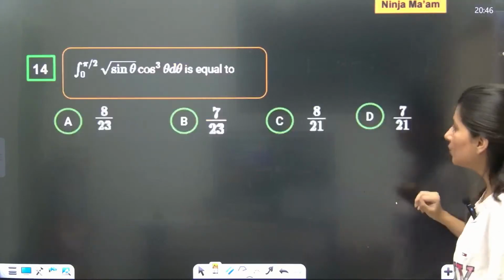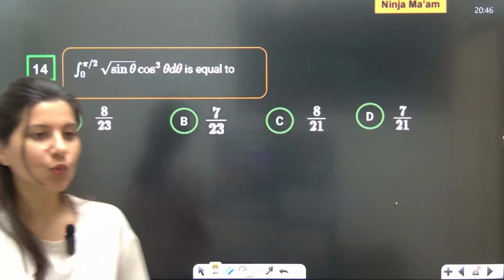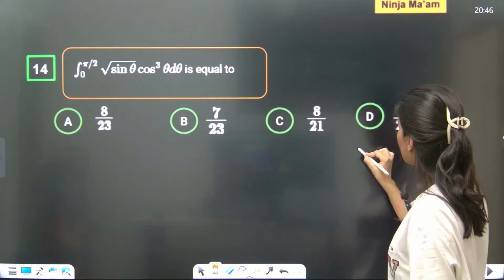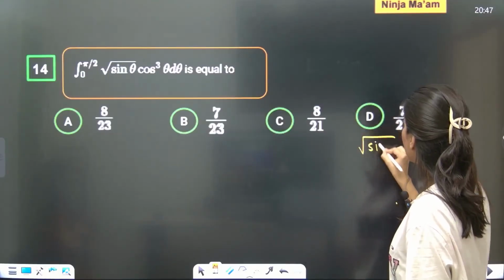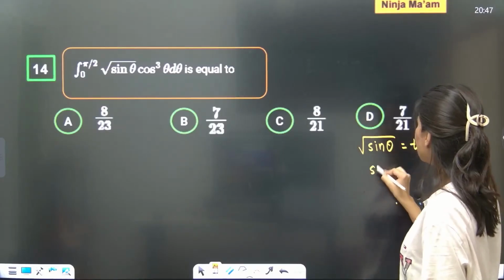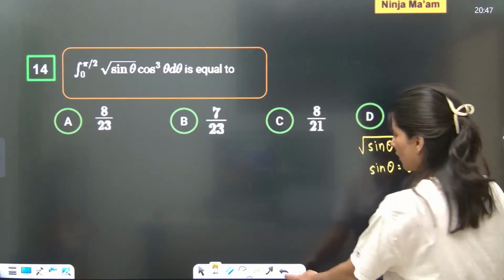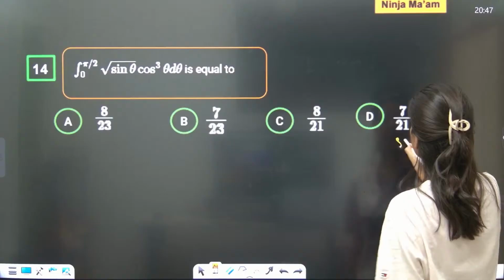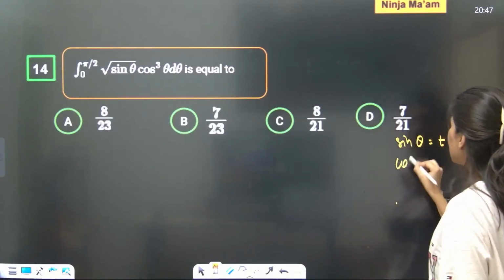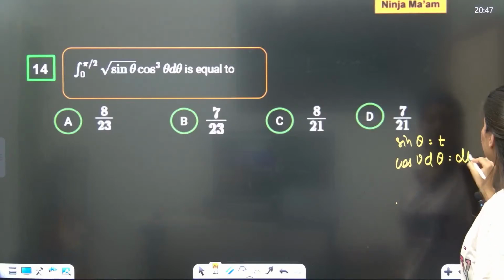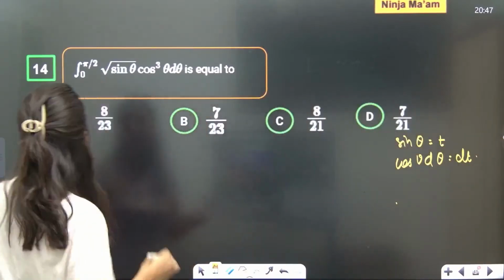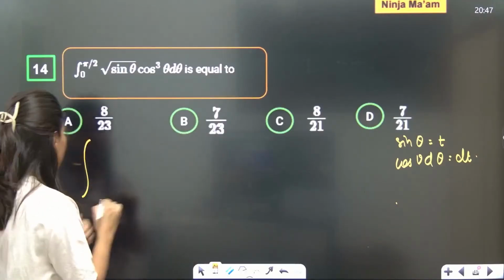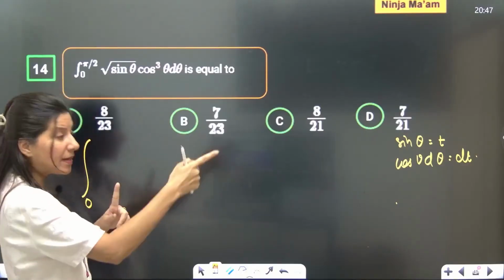Next question, shall we move on to the next problem? Integral 0 to pi by 2 root sin theta cos cube theta d theta. Whenever you see square root of sin theta, put sin theta is equal to t, so that cos theta d theta will be dt. Limits will also change. When theta is 0, t will also be 0, but for theta pi by 2, sin pi by 2 will be 1.